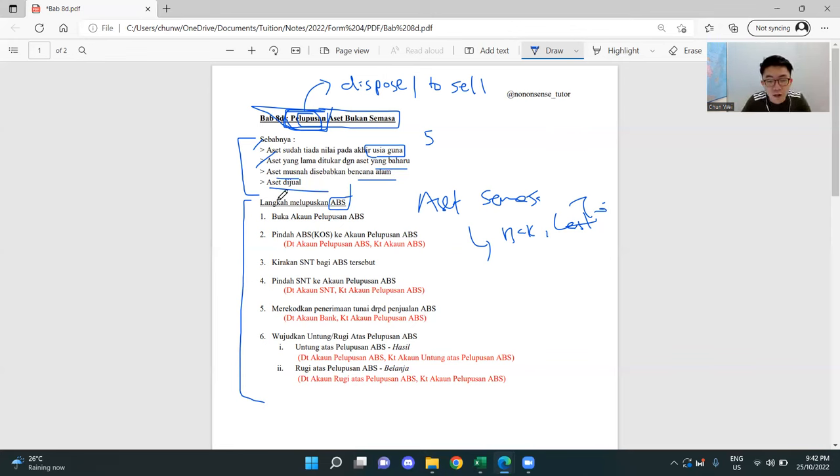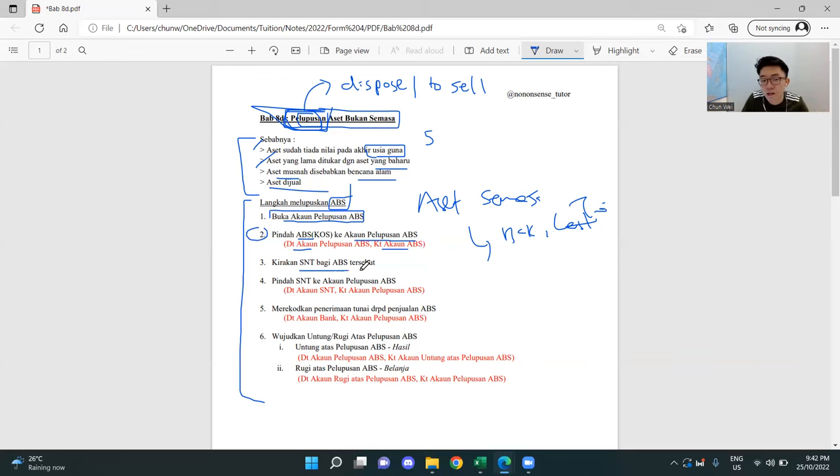So, langkah melupuskan aset bukan semasa. Let's say you nak jualkan your aset bukan semasa. The first step, you have to buka something called account pelupusan aset bukan semasa. After you buka, what you do next? Second thing, you pindahkan aset bukan semasa to the account you just buka, account pelupusan aset bukan semasa. I also stated the debit and credit function for you. So you debit your pelupusan and you credit your asset bukan semasa.